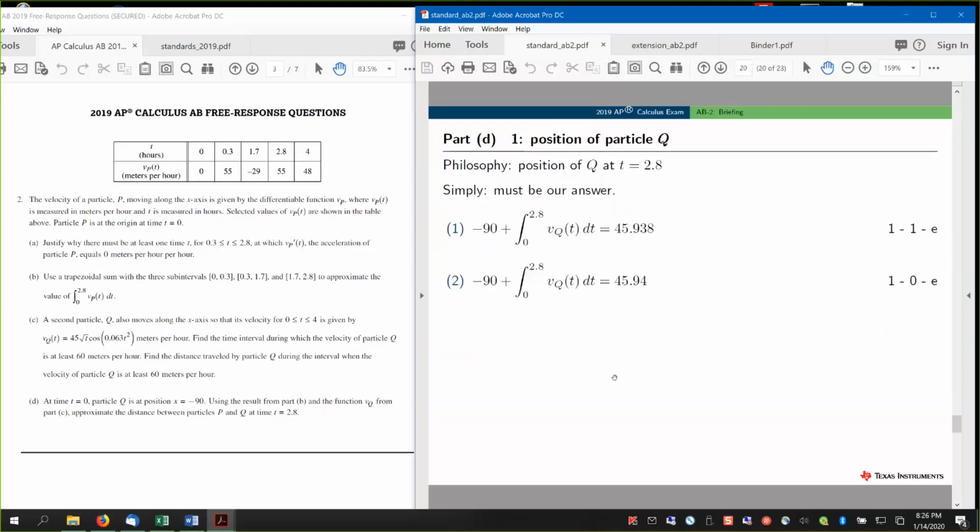The second point in Part D was for presenting the position of the particle q. Simply stated, it has to be our answer. Here's some quick examples of student responses and how each was scored.